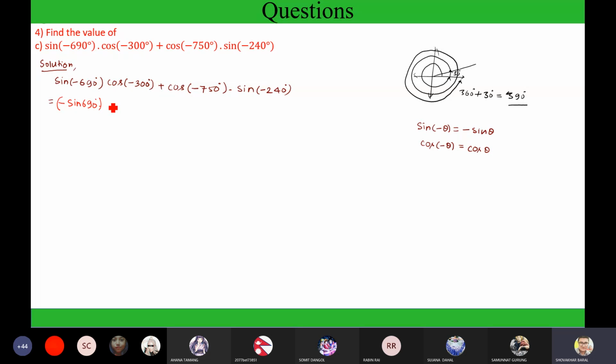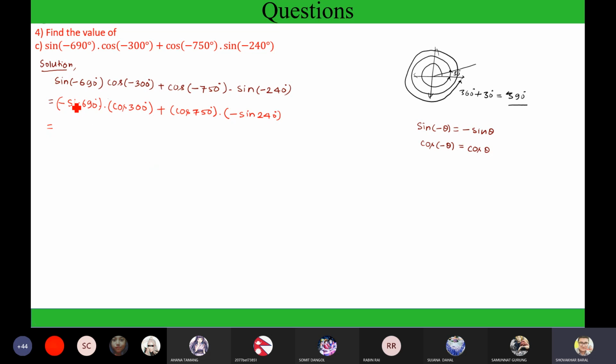Okay, so cos minus 300 degree, though it doesn't have any negative sign, that will come outside. Let me put this inside the bracket so that it can be treated differently. So this is cos 300 degree, plus this cos of negative, so again it will be positive, cos 750 degree times sine minus 240 degree, which is minus sine 240 degree. It's something like sine minus theta is equal to minus sine theta.